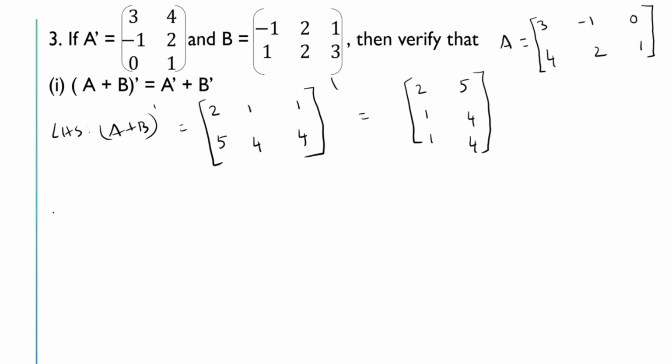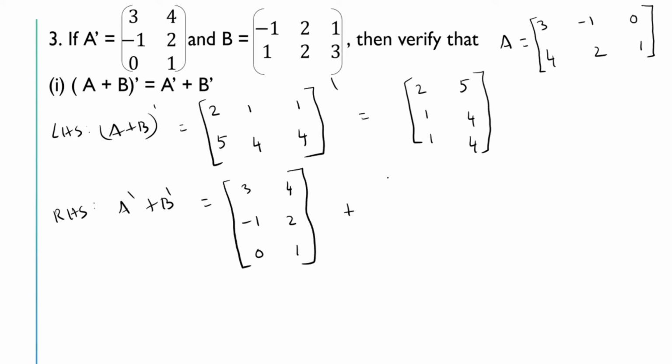Now let us take the right hand side, A transpose plus B transpose. A transpose we already have here, we can write it directly. B transpose, we can interchange the rows and columns and write B transpose. Plus B transpose is 1, 2, 3.